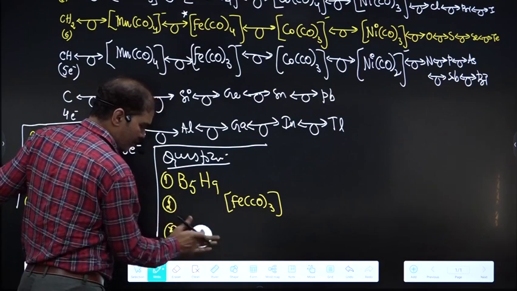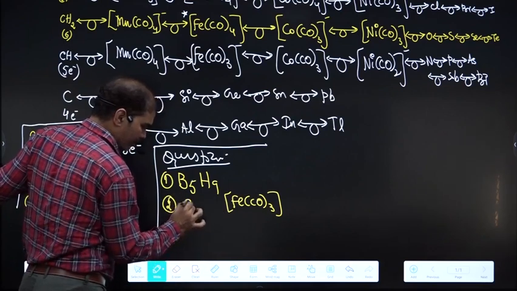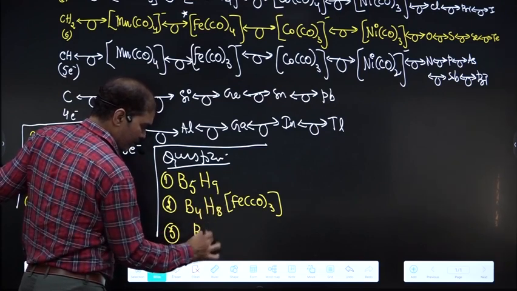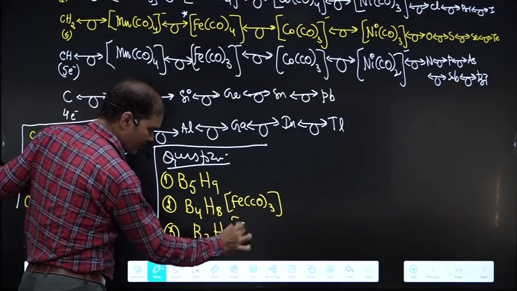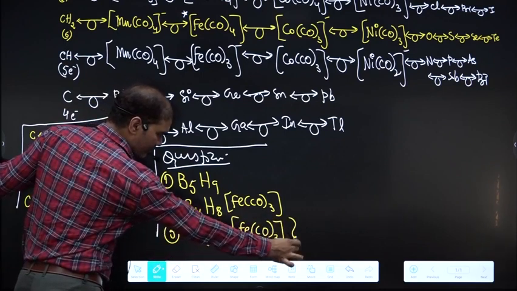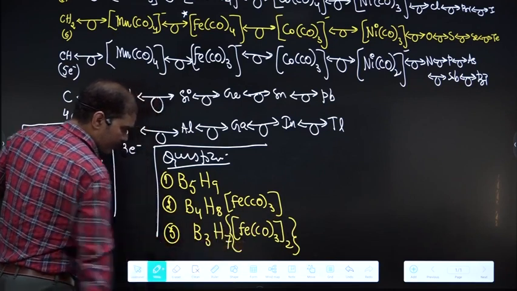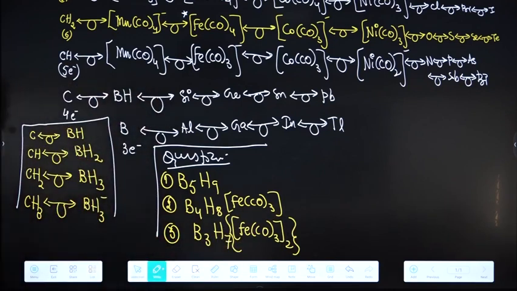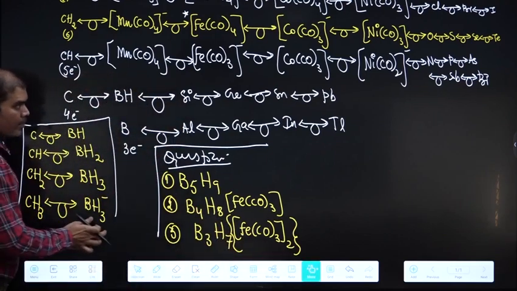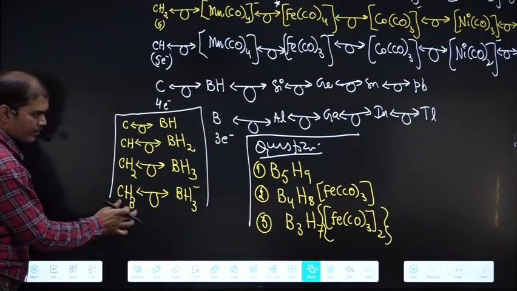Well, take it as B4H8, B3H7, try to calculate their structures. One is B5H9, one is B4H8 FeCO3, one is B3H7 FeCO3 taken twice. What are their structures?